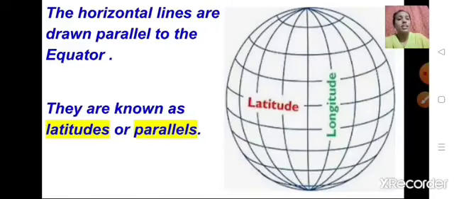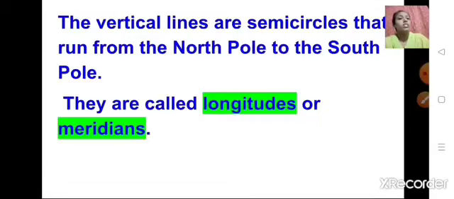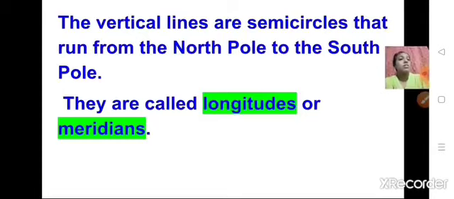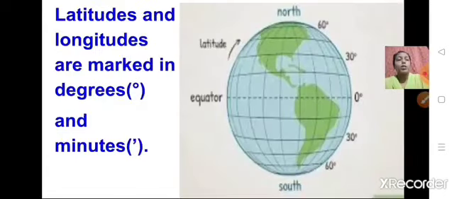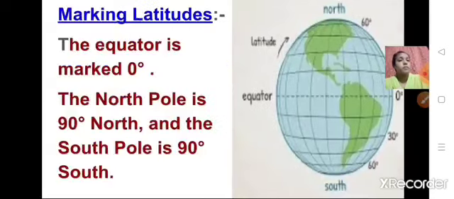The horizontal lines are drawn parallel to the equator and they are known as latitudes or parallels, whereas the vertical lines are semicircles that run from the North Pole to the South Pole, and these lines are called longitudes or meridians. Latitudes and longitudes are marked in degrees and minutes.